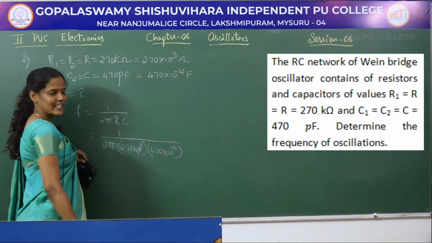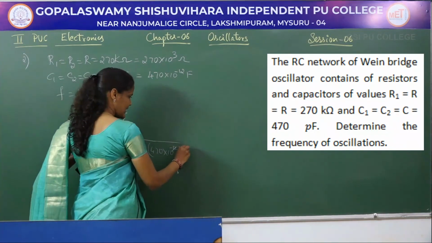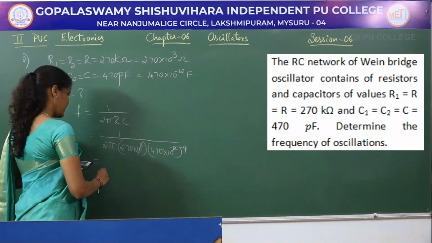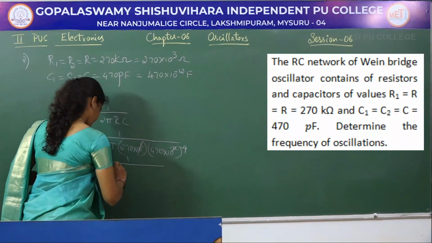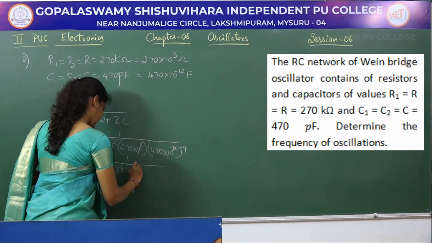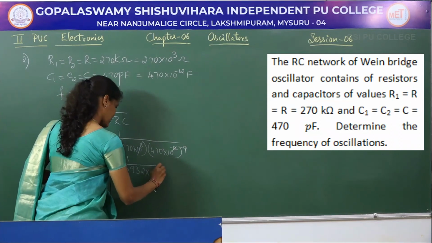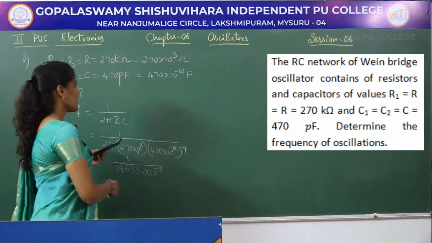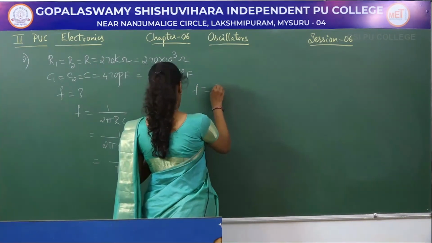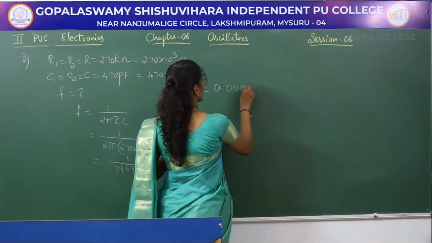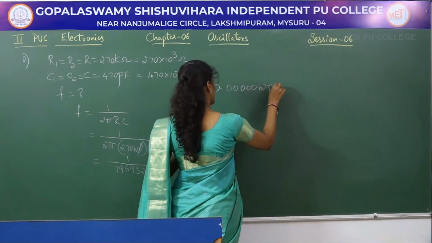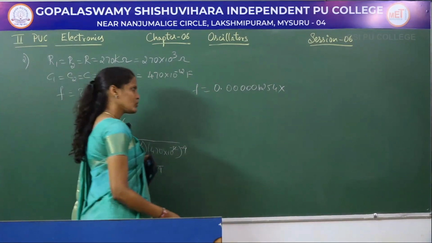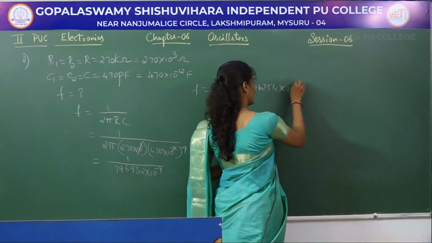So 10 to the power of 3 gets cancelled with 10 to the power of minus 12, retaining 10 to the power of minus 9. So let us multiply this. So we will be getting 1 divided by 79692 into 10 to the power of minus 9. So let us find out 1 divided by this answer. So f is equal to 0 point followed by 5 zeros 1254. 10 to the power of minus 9 is in the denominator. When it goes to the numerator, it will become 10 to the power of plus 9.